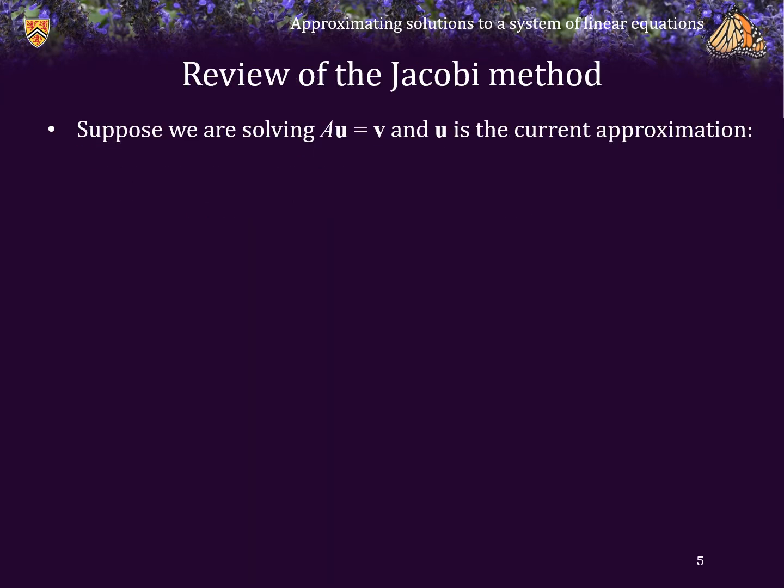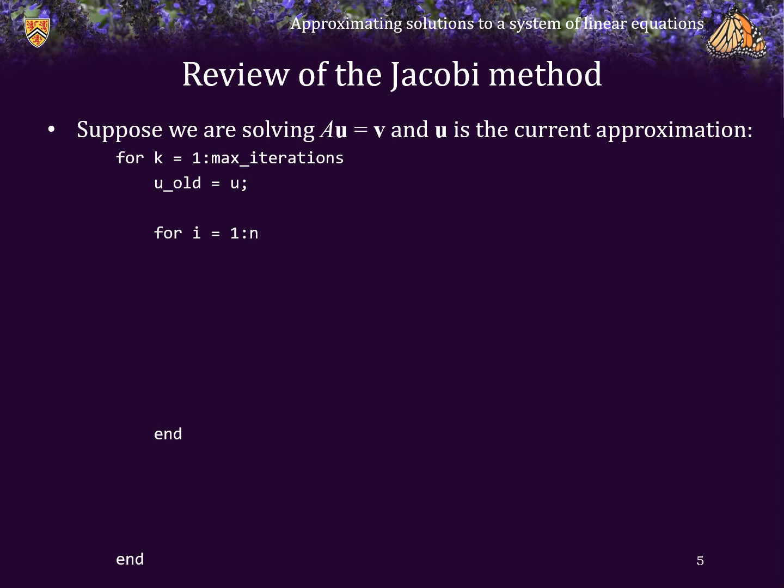Let's now review the Jacobi method implemented in MATLAB. Suppose we are solving A times u is equal to v, and u is the current approximation. We're going to iterate a maximum of max iteration times, so we have a for loop running that often. We're going to store the current approximation in a variable called uold, the previous approximation. We will then update the current approximation u.